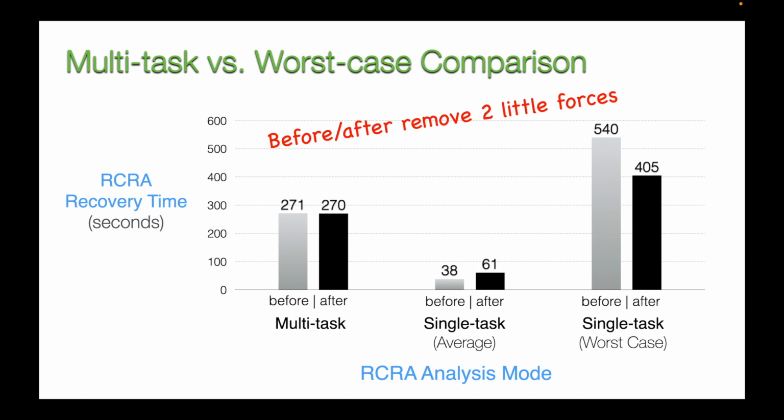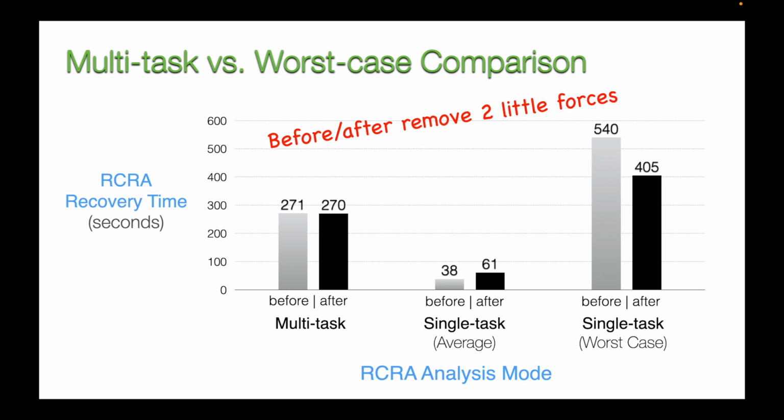Now, notice for single tasks, we made the job easier, but we jumped up from 38 seconds. And it was too low, our rating was too low to begin with. Remember, it was green, said it was okay, but we jumped up from 38 seconds to 61 seconds of recovery time needed after we removed those forces. So we made the job easier, but the score got worse.